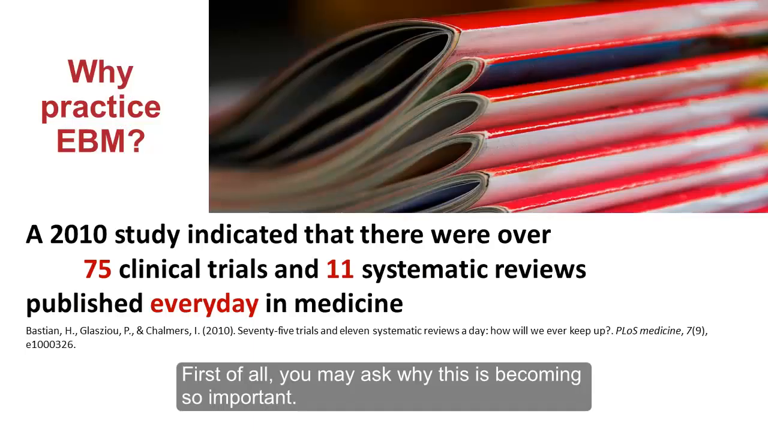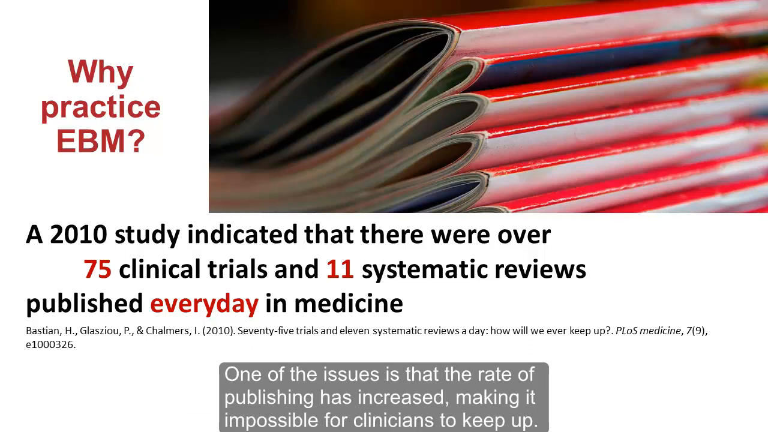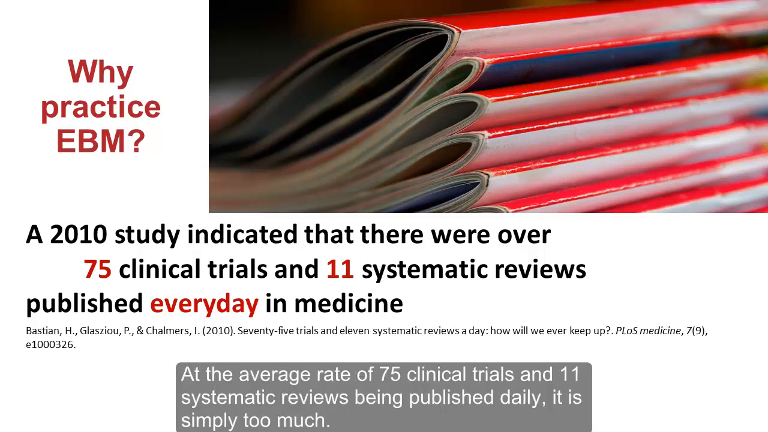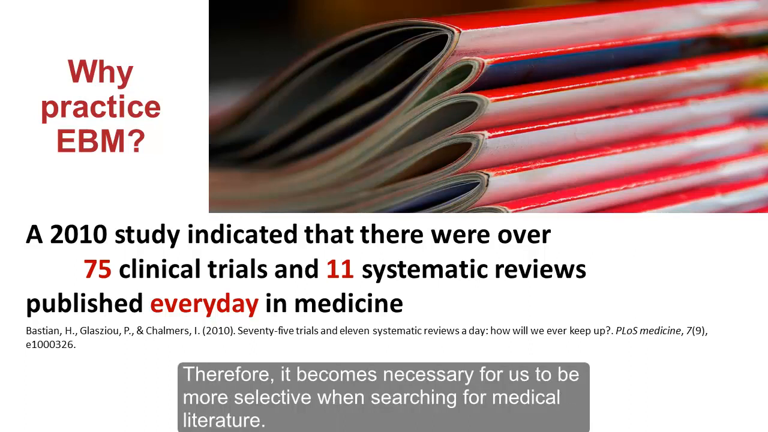First of all, you may ask why this is becoming so important. One of the issues is that the rate of publishing has increased, making it impossible for clinicians to keep up. At an average rate of 75 clinical trials and 11 systematic reviews being published daily, it is simply too much. Therefore, it becomes necessary for us to be more selective when searching for medical literature.